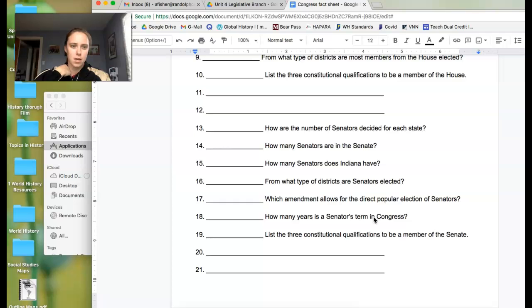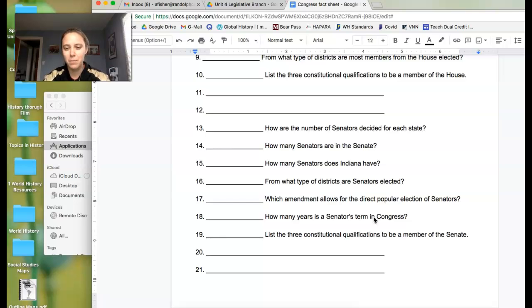Now some of you might be thinking, well, what about Washington, D.C.? They do not have any. They only get to vote for president and their own local people. Whatever. I don't live there, so I don't care. Anyway, 15. How many senators does Indiana have? Well, if every state gets 2, we also only get 2.